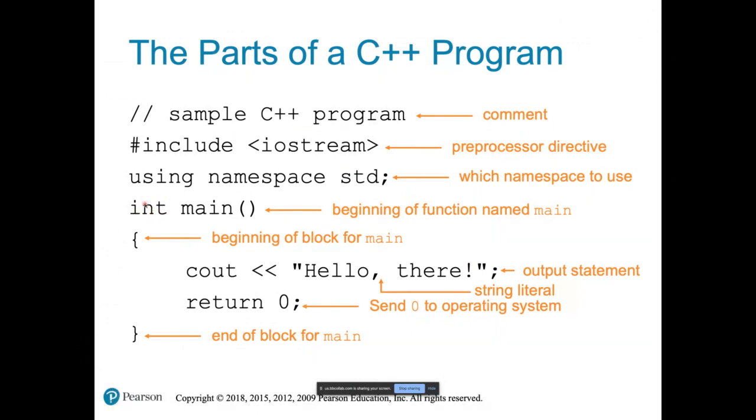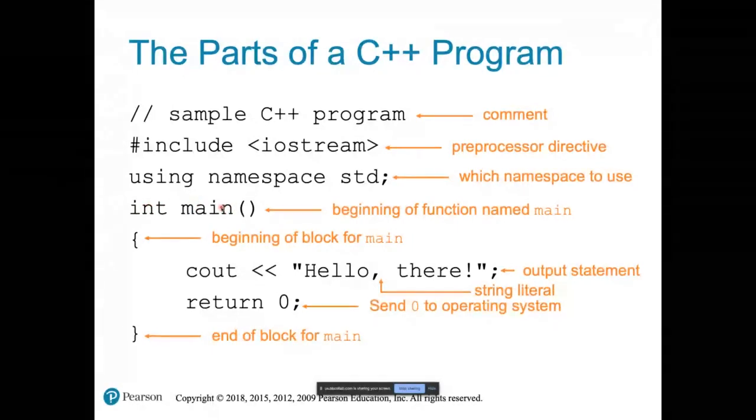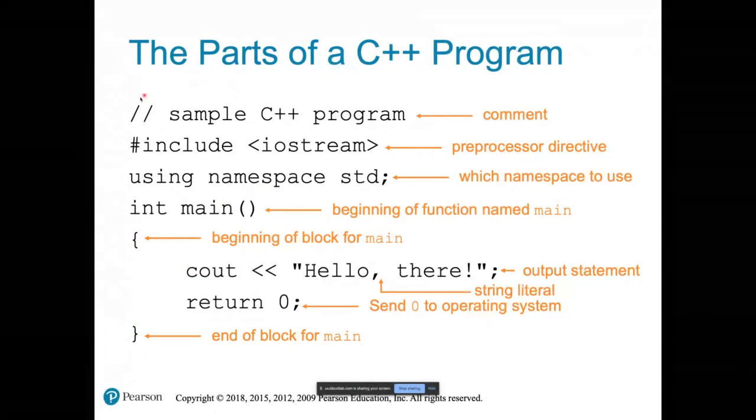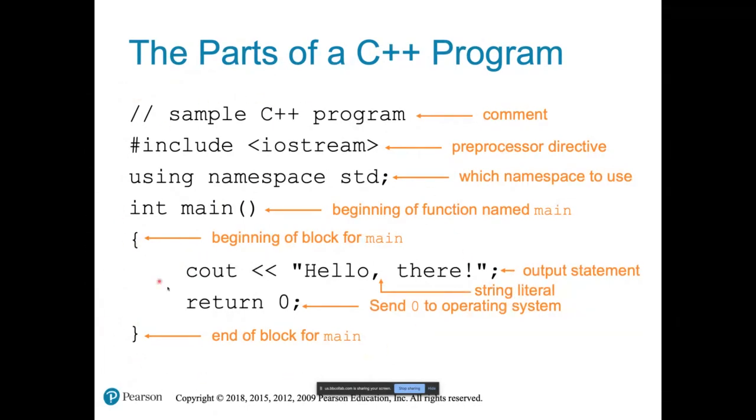Right here, this int main is saying it's going to return an integer type. Here's the driver function, and here's the closing and ending of the main function. Notice how things are indented. It doesn't have to be indented, but it helps for clarity. But any questions on the parts of the program right here? Okay.